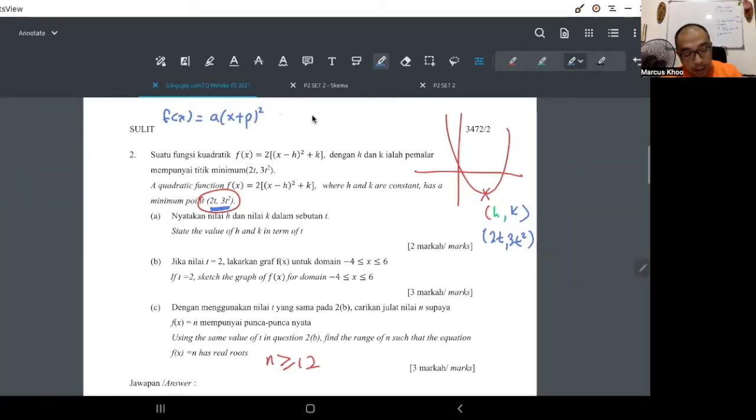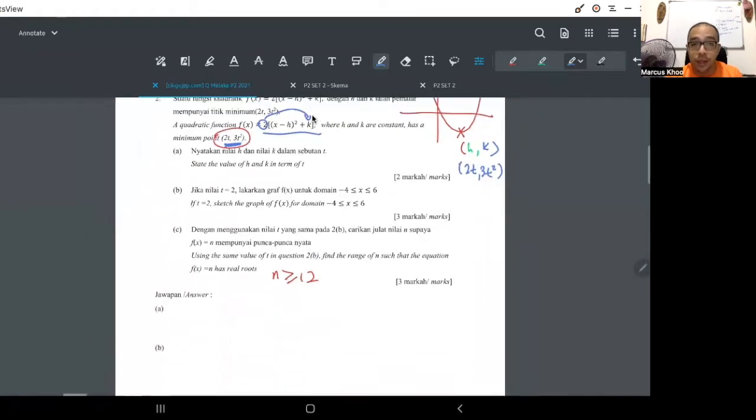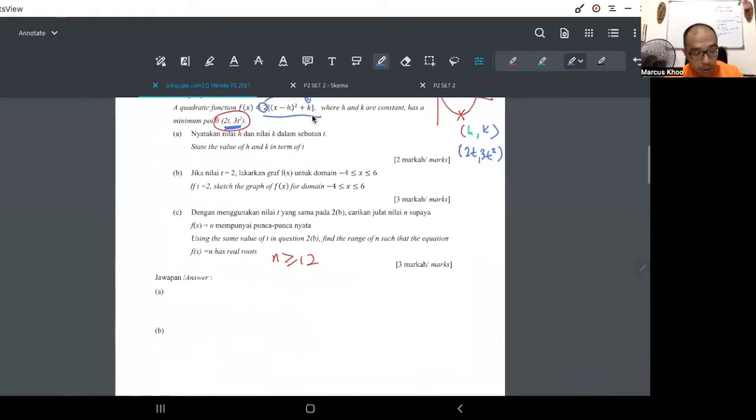plus p) squared plus q. Notice that the a is separated from the q. It has already been, this one. But in our equation here, the 2 is times everything. So the first thing we have to do is to open the bracket. So we will get f(x) equals 2(x minus h) squared plus 2k. My mistake, so that's why this coordinate is 2k.